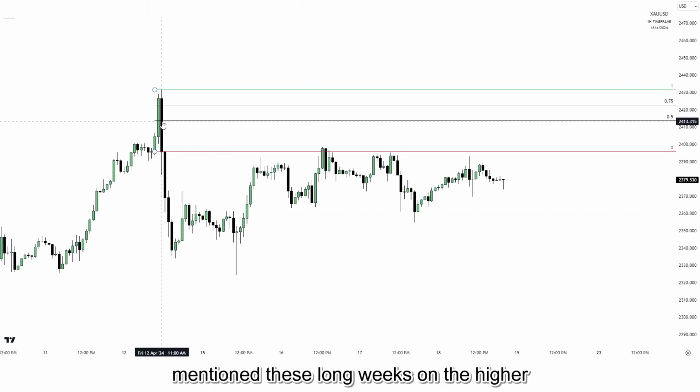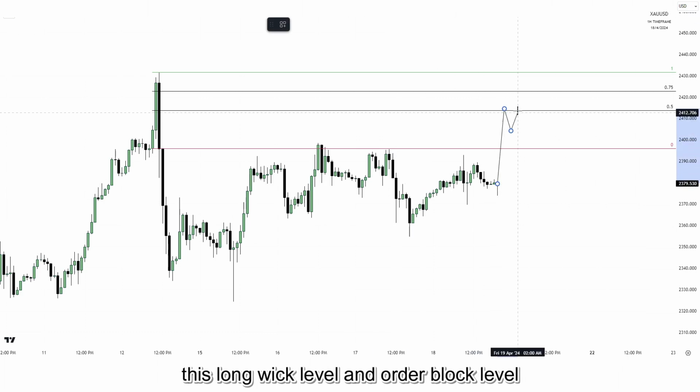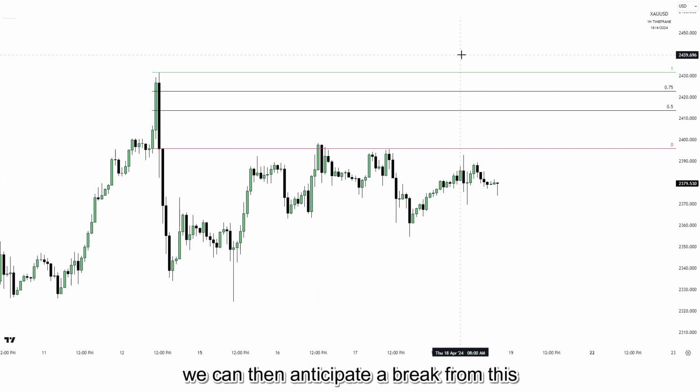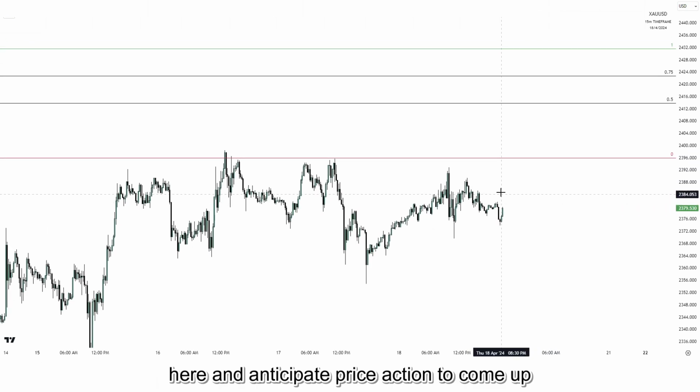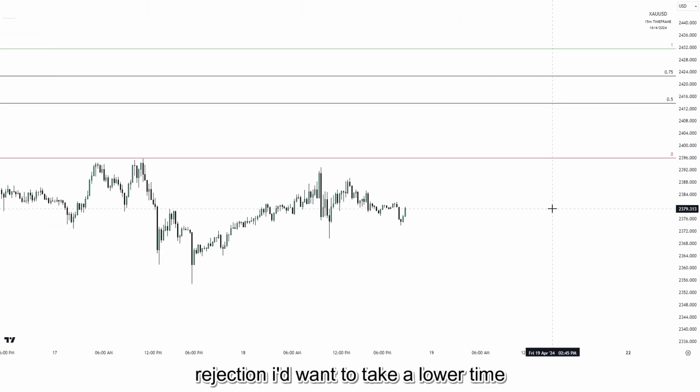Just like we mentioned, these long wicks on the higher time frames tend to be lower time frame order blocks. So if we can reach up into this long wick level and order block level, we can then anticipate a break from this level to then see that continuation to the downside. So I'm going to go down to the M15 here and anticipate price action to come up into this level. And if we can get that rejection, I'd want to take a lower time frame short.